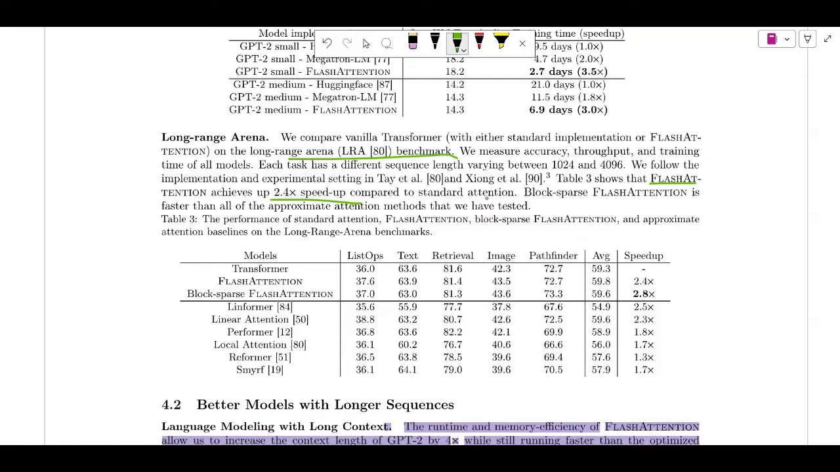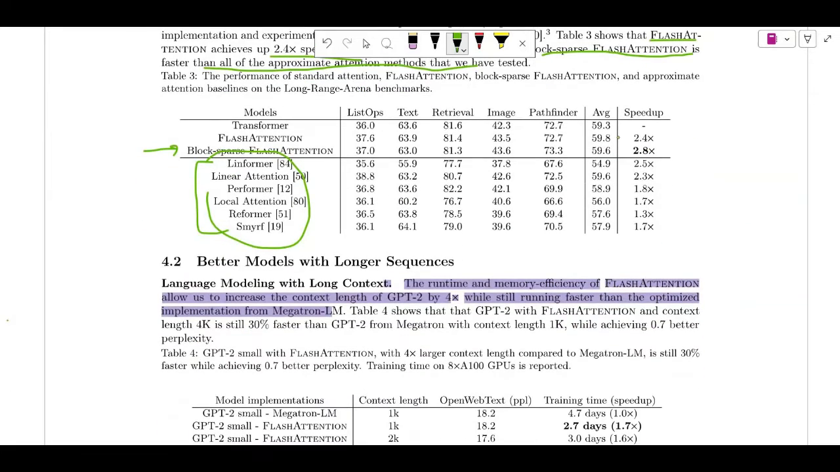It has a 2.5x speedup over standard attention, and the block sparse flash attention is faster than all the approximate attention methods that they have tested. These methods are the approximate attention methods which we are comparing with, and the block sparse one is the fastest. And the flash attention one also gives very strong competition. And this is the most accurate one, I think, 59.8, because this is the exact attention.